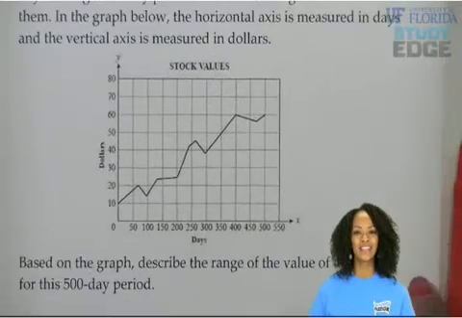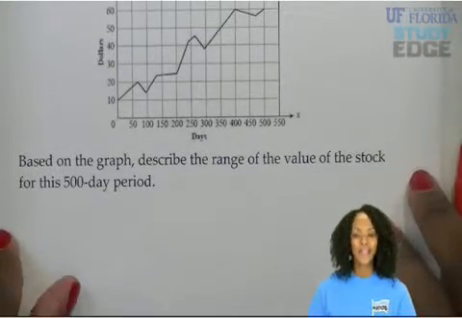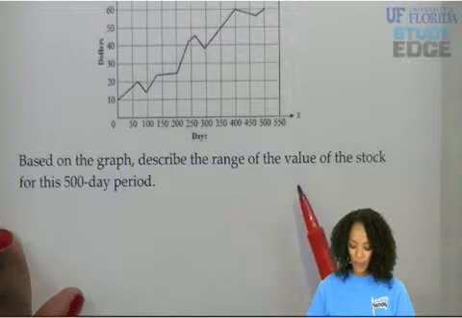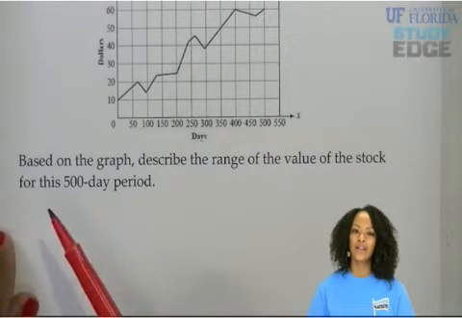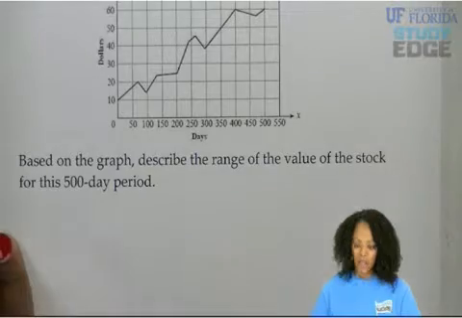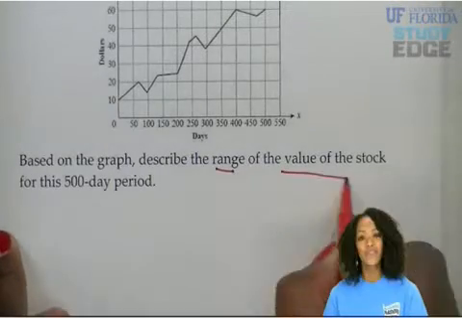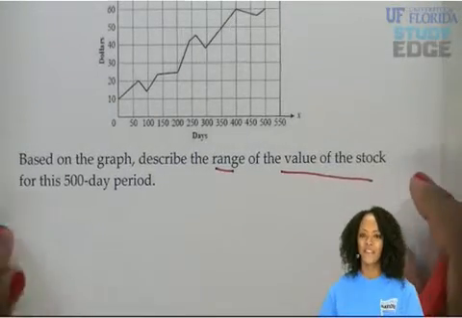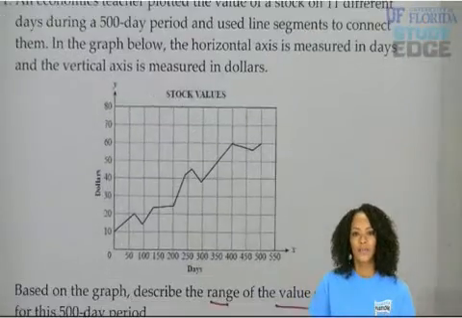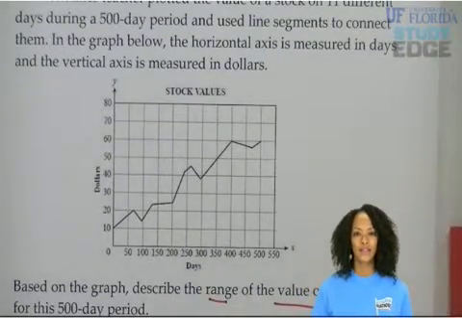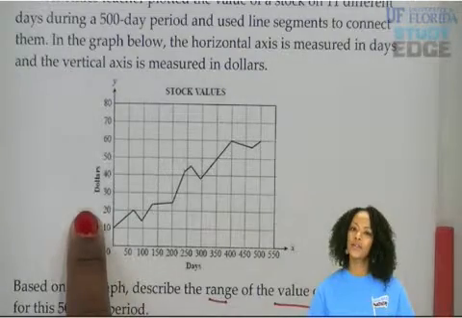Okay, now let's look at what's the question. Based on the graph, describe the range of the value of the stock for this 5-year period. So we need to find the range of the value of the stock. Now by value of the stock, let's make sure we understand what they mean. What they mean by value of the stock is how much the stock is worth.